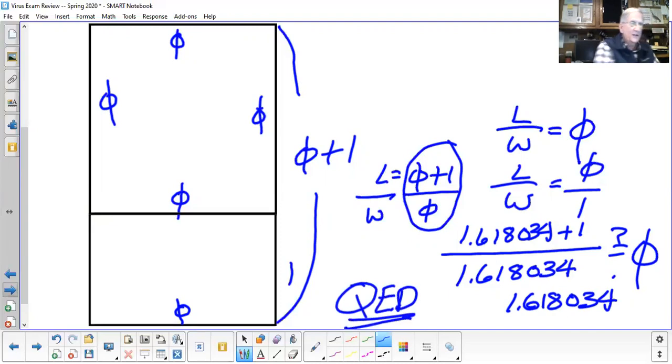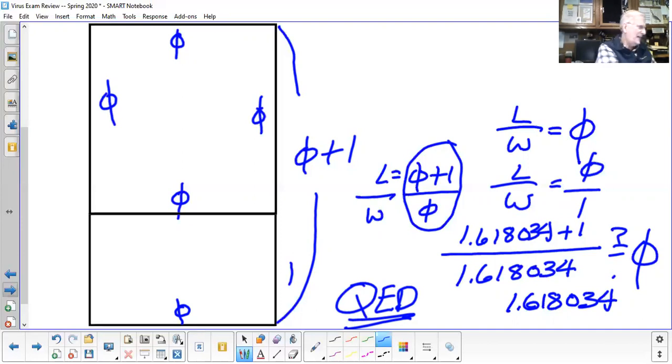QED. I've done enough to prove that if I add the largest square possible to an existing golden rectangle, the golden rectangle that will be formed with the square and the added, or the original golden rectangle, will also form a new golden rectangle. How about that? Okay.